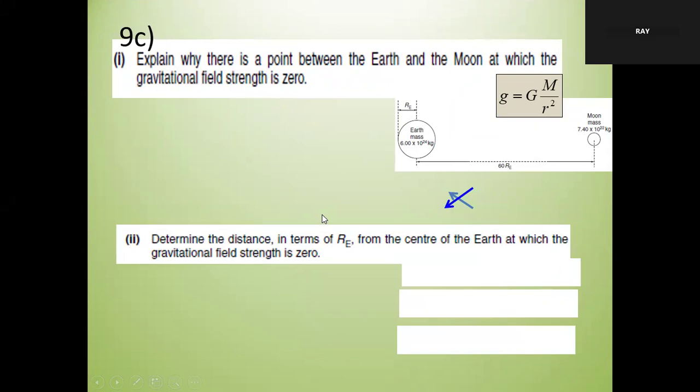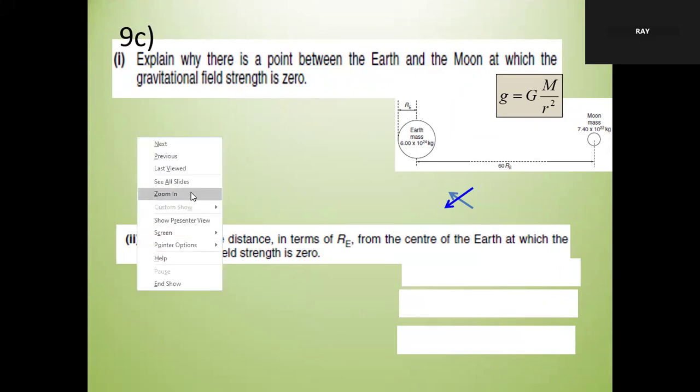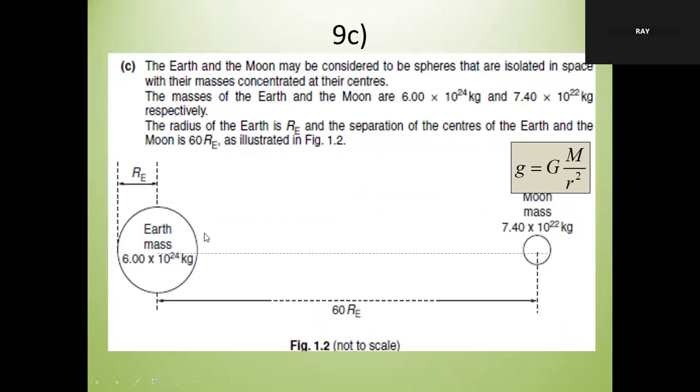Explain why there is a point between the Earth and the Moon at which the gravitational field strength is 0. Can you explain? Ken, why is there a point where the gravitational field strength is 0? Because it's out of orbit, no? Right? There's a point there.